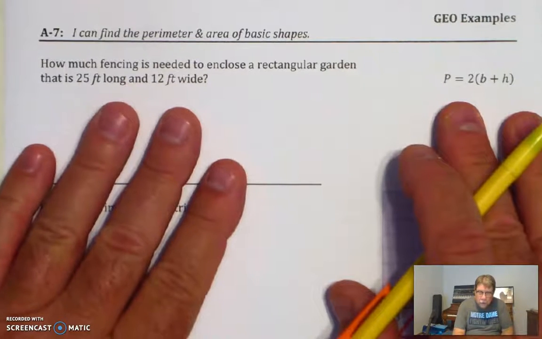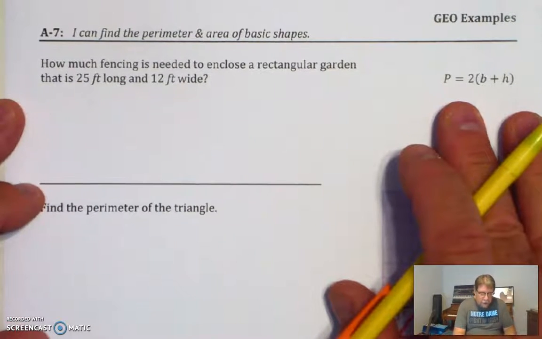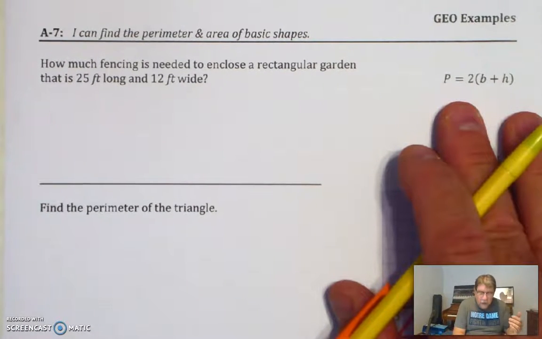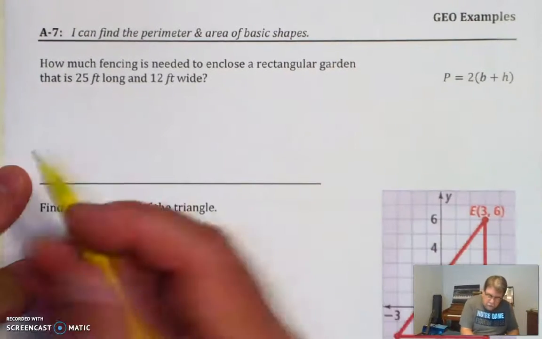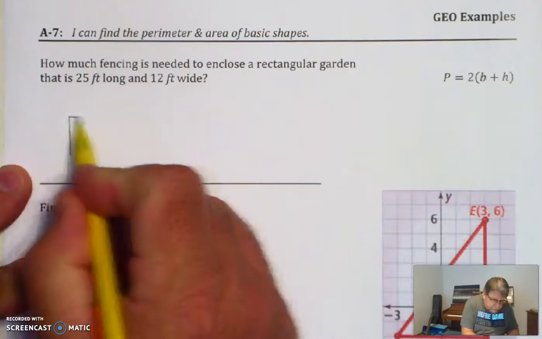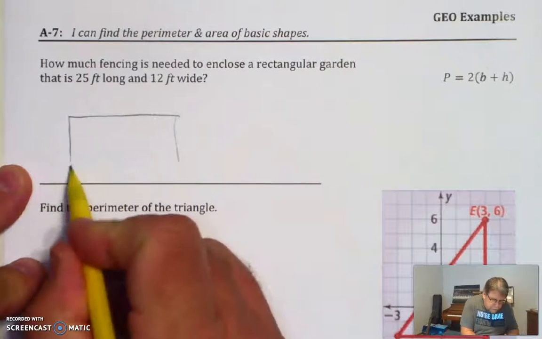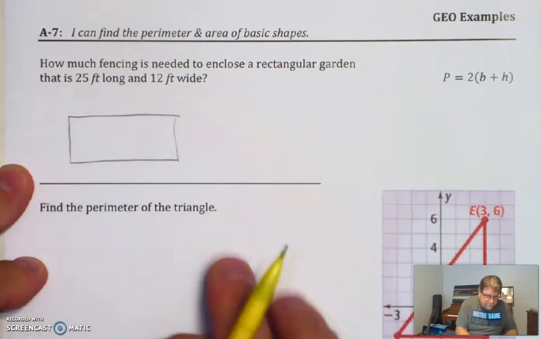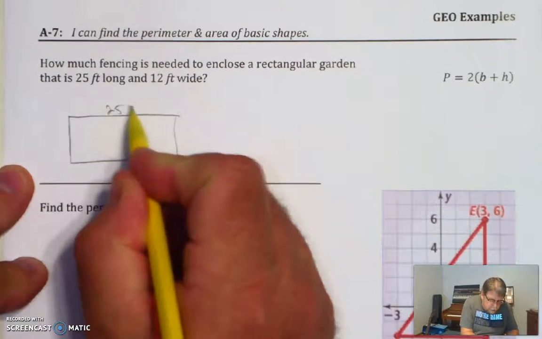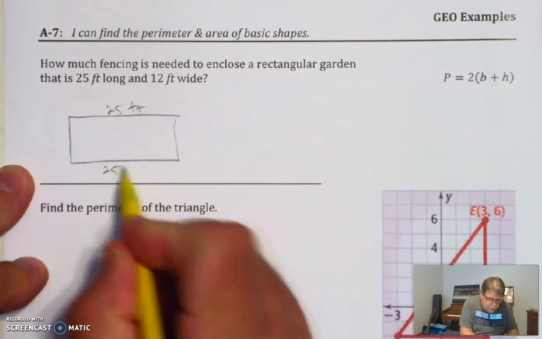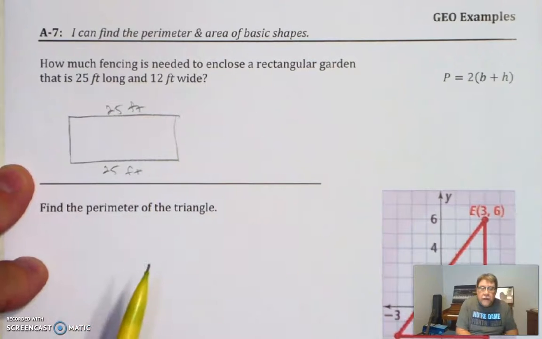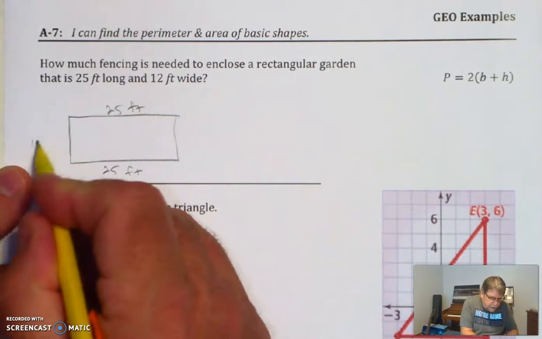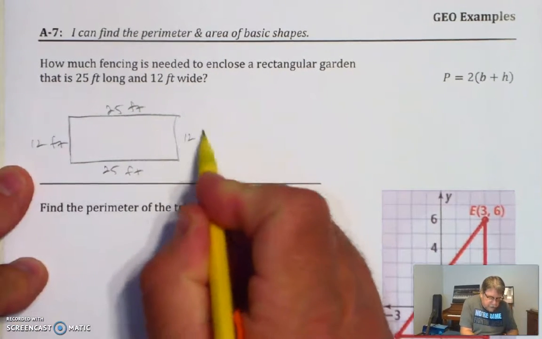So here's the problem. It's a word problem. How much fencing is needed to enclose a rectangular garden that is 25 feet long and 12 feet wide? Let's first of all draw a picture of this garden. It's a rectangle, so we're going to draw a rectangle. All right, so there's my rectangle. It is 25 feet long, so the length is 25 feet. I'm going to actually write that on both sides for length. It's 12 feet wide. Again, I'll write that on both sides.